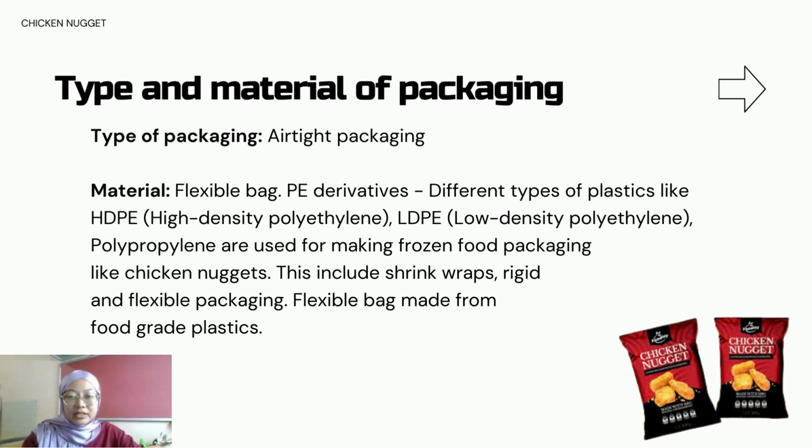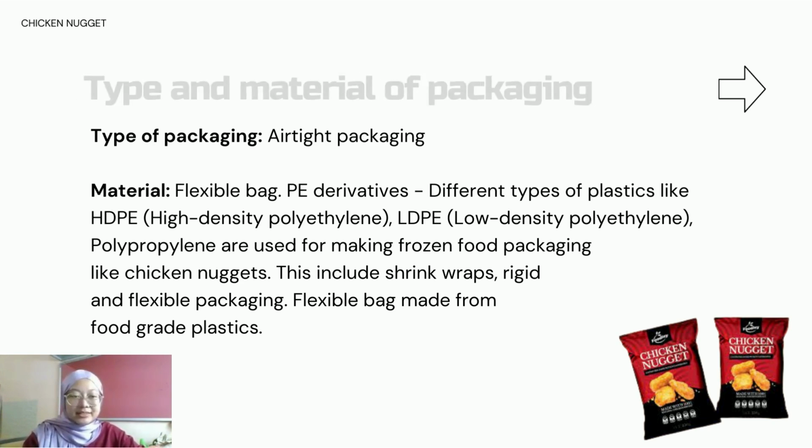From PE derivatives, we use different types of plastic, like high density polyethylene, low density polyethylene, and polypropylene, for making frozen food packaging like chicken nuggets. This includes shrink wraps, rigid and flexible packaging. The flexible bag is made from food grade plastic.